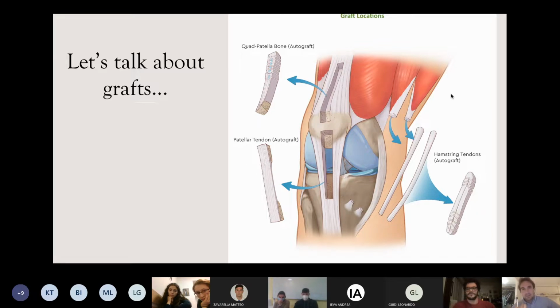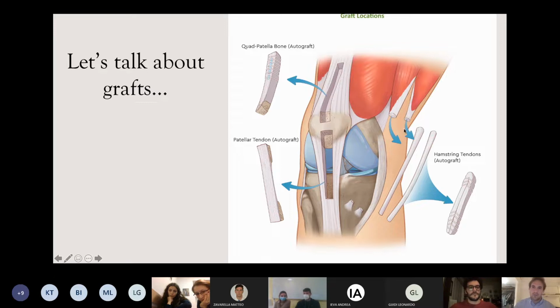The graft can be taken from a donor, for example from a cadaver, even though I've never seen that, or it can be taken by an autograft. So we can use the quadriceps patellar bone autograft, the patellar tendon autograft, or the hamstring tendon autograft.